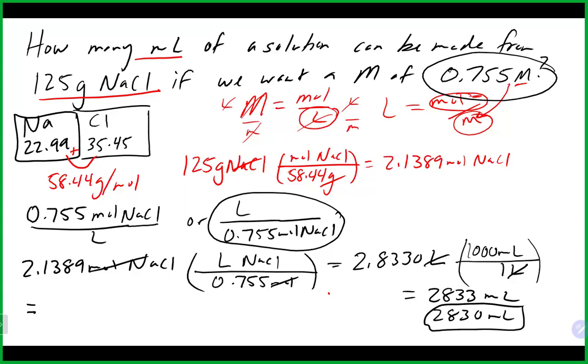So what that would mean is you would weigh out about 125 grams of sodium chloride, and you would dissolve it in enough water to get to a total volume of 2,833 milliliters. Mix it all together, and you should have a solution that has a molarity of 0.755 molar at that point when everything dissolves in the water. Any questions on that calculation there? Okay.